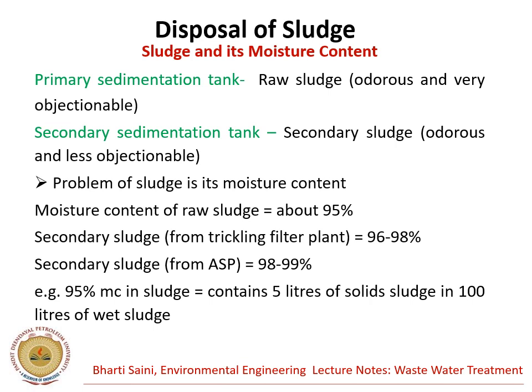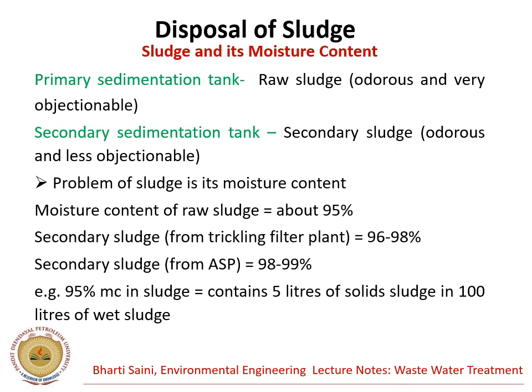The sludge deposited in a primary sedimentation tank is called raw sludge, which is odorous and very objectionable. The sludge deposited in a secondary clarifier or secondary sedimentation tank is called secondary sludge, which is odorous and less objectionable. Here the main problem with the sludge is its moisture content. We have to remove the moisture before disposal, because if the sludge contains high moisture content, it becomes very bulky and difficult to handle.